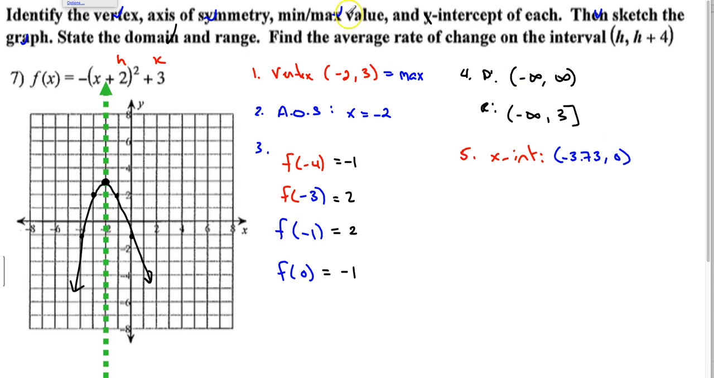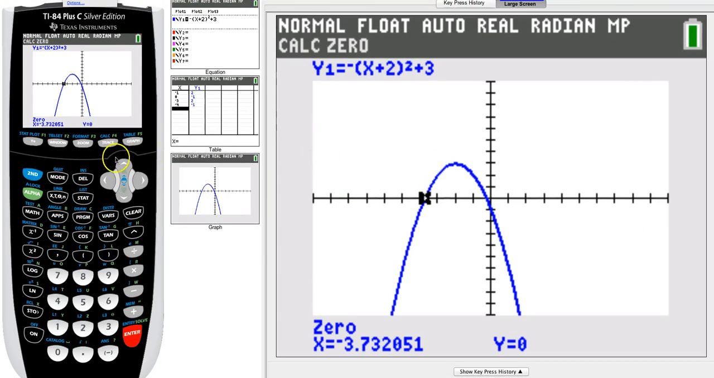-3.73, comma 0 is one intercept. Aren't you happy you have a calculator for this part? And let's get the other x-intercept. I'm going to do it again.